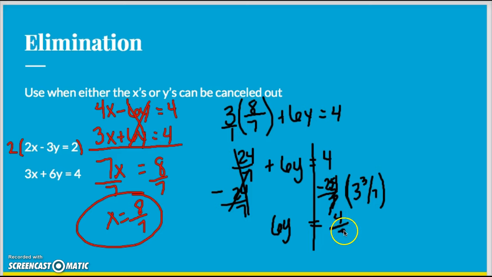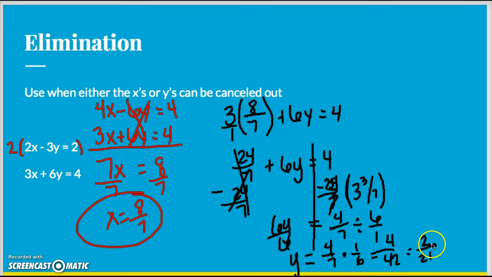And I promise nothing's going to be this nasty looking. And then I divide by 6, which is 6/1. Okay, and once I do KFC, you keep the first, you flip the second, and you multiply. So you get 4/42, which can be reduced. Divide them both by 2, and you get 2/21. Okay, so that one was a little nasty with all the fractions, but our final answer would be (8/7, 2/21).